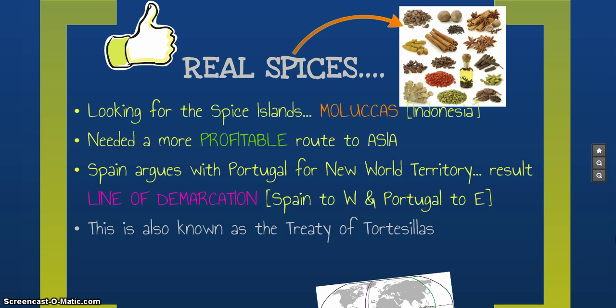So to look at the line of demarcation and the Treaty of Tordesillas in a little bit more detail, it's important to remember that at this point, the New World was discovered. Everyone realized that, hey, we want extra money, we want extra land, we want extra resources, and we want colonies. Who gets what?